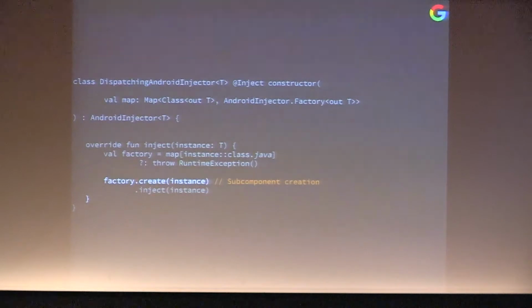So we use the instance to get the class and then the factory. And with the factory, we call the create method from the instance. And then we just inject our instance. So that's it, it's done.